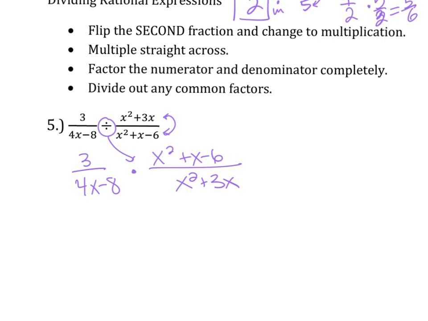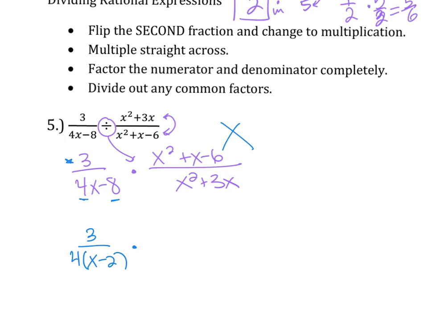So if I look at this first one, 3 can't be factored, so that stays. 4x minus 8 is either going to have a GCF or be able to factor, and because there's no squared term, we can't factor that. So we're going to find a GCF. Between 4 and 8, I can divide by 4. There's no x in both terms, so I cannot take an x out, and I'm left with 4 times x minus 2. Now I'm going to factor x squared plus x minus 6.